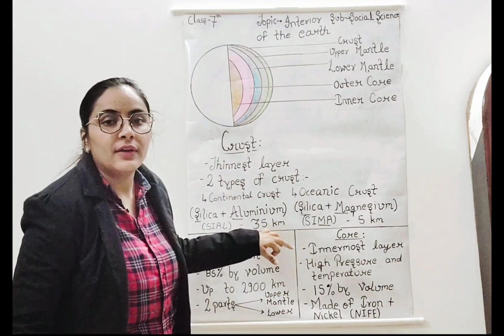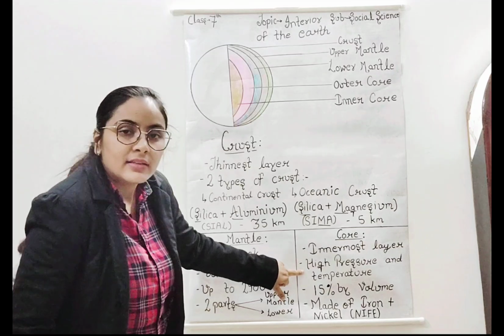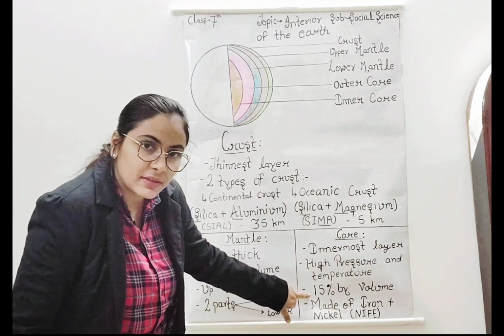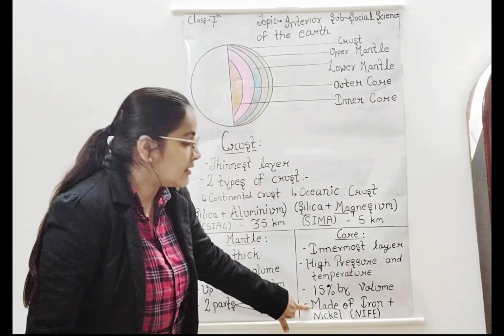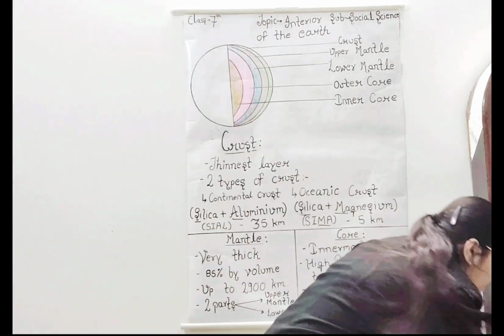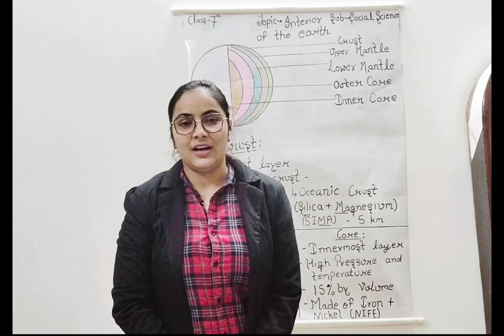Now, till now what have we learned? That core is the innermost layer of the earth. The temperature and pressure is very, very high. It is 15% by volume and it is made up of iron and nickel. So now we have understood about all the three layers of the earth.